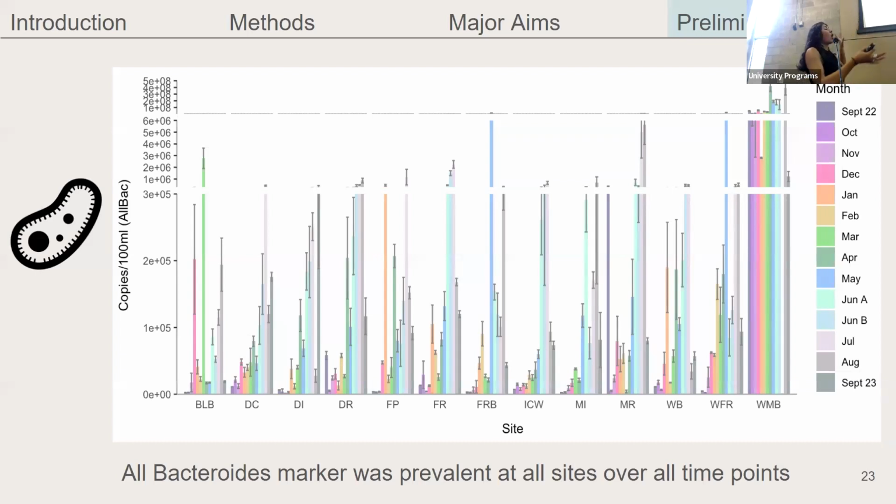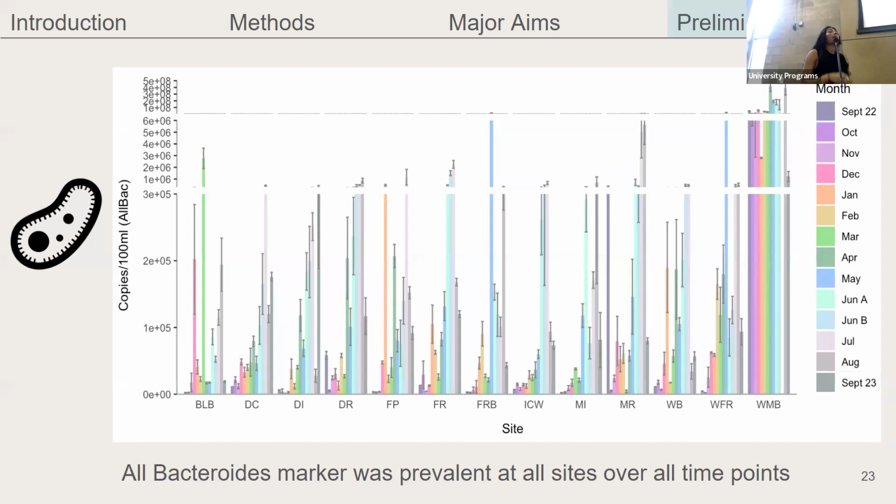So this is the all Bacteroides marker. And what we can see from it is that it's pretty prevalent at all sites over all time points. And I want to reiterate that Bacteroides is non-pathogenic. Do not be concerned, please. But it's prevalent at all sites over all time points. We see a little bit of an increase in the summer months, those gray, bluish guys right there. And then this site right here, West Mobile Bay, is high all the time.